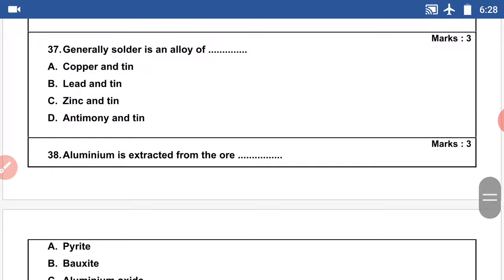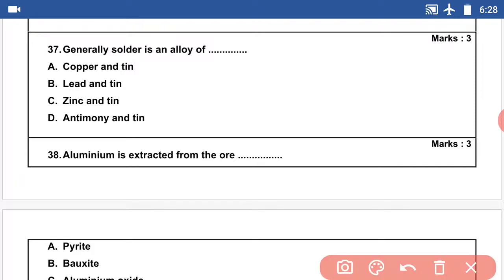Generally, solder is an alloy of dash. This question answer lead and tin. Option B correct answer. Lead and tin. Question number 38.